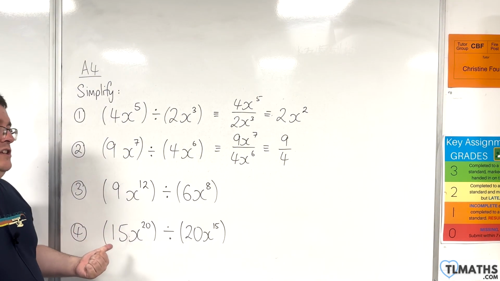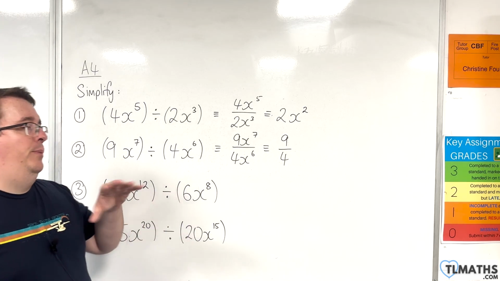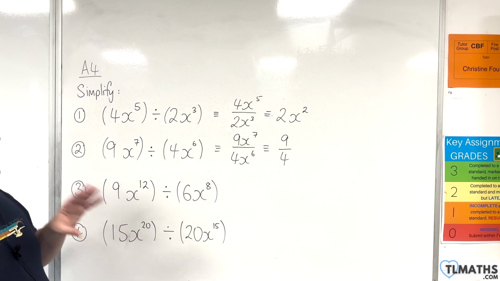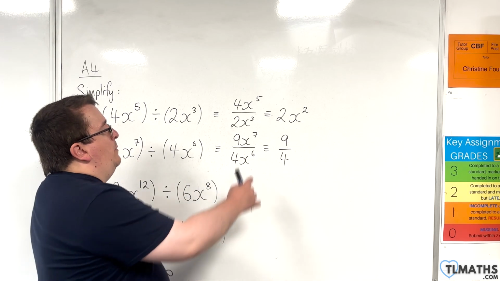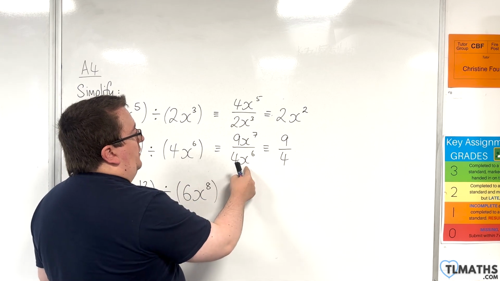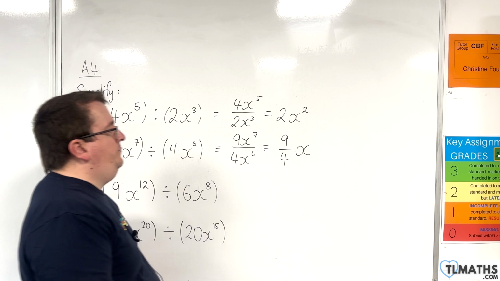Okay, I don't want to go into mixed numbers. I don't want to go into decimals. 9/4 is perfectly fine. Okay, and that's really the best we can write it as. Then we have x to the 7 divided by x to the 6. Well, 7 take away 6 is 1, so it's just x to the 1.